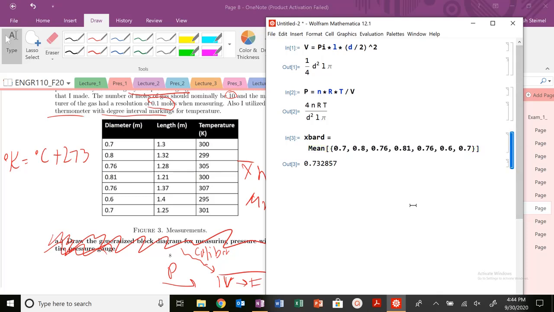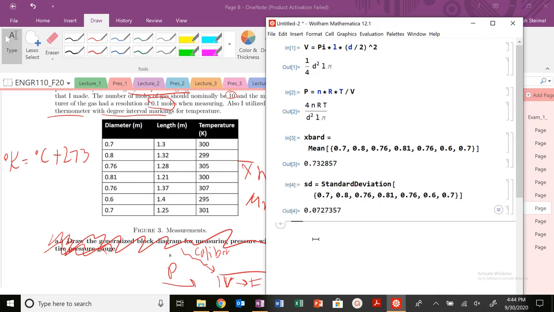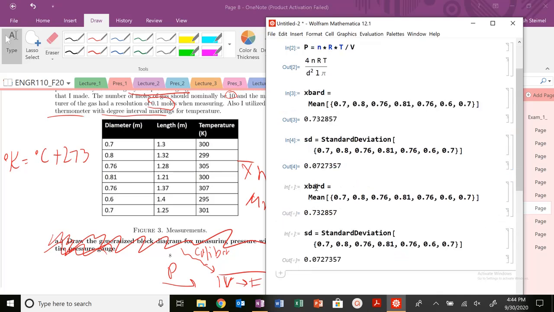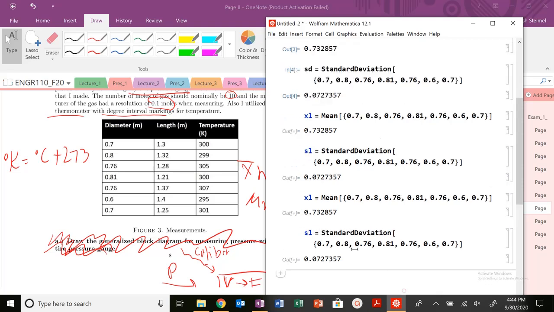SD, my diameter, so I'm going to do standard deviation. Great. And then I'm also going to do the same thing for length. So I'm just going to change these values here. We're going to need these later. So XL, SL, and then we're going to do the same thing for temperature, XT, ST. Let's do L first.